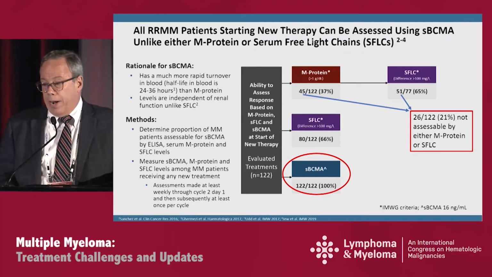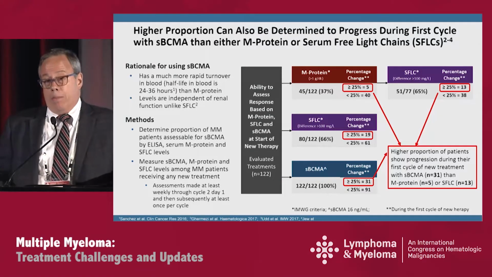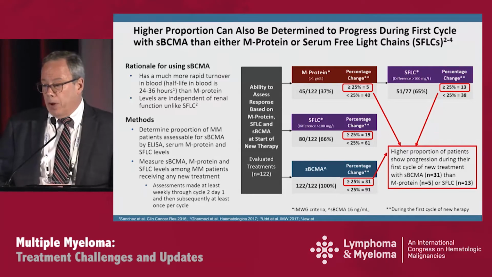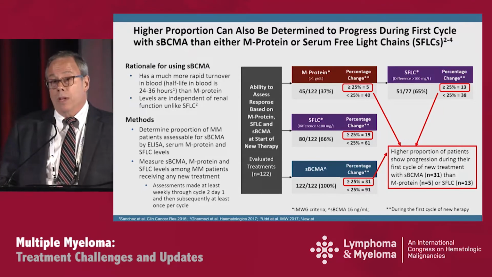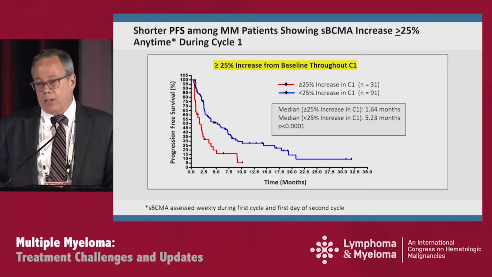milliliter or higher. Now, importantly, if you look at the number of patients who have a rise in BCMA, M protein, or serum free light chain during the first month of therapy, you'll note that only 5 patients had a rise in their M protein during the first month. Only 13 of those 77 patients that we tested for serum free light chain did, and yet 31 patients had a rise in BCMA during that first month. Now, did that mean anything clinically? Indeed it did. The next slide shows you that.